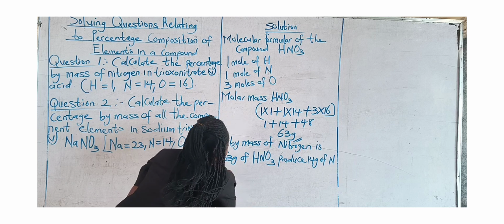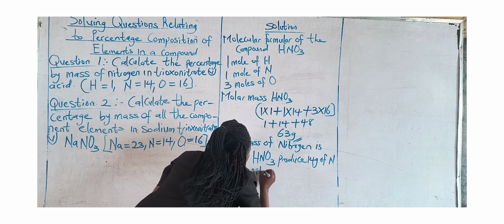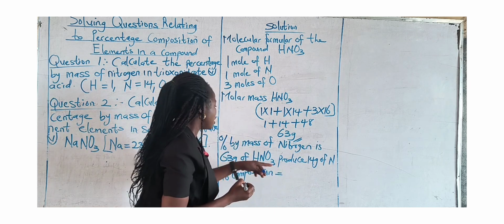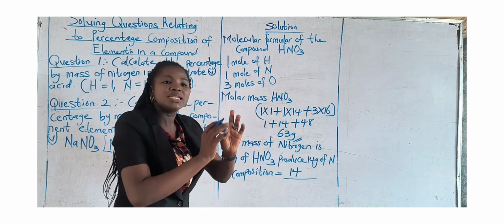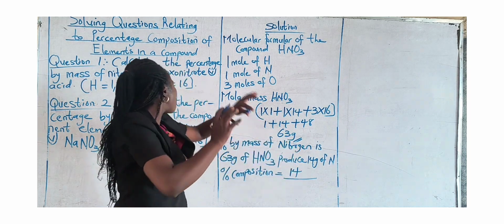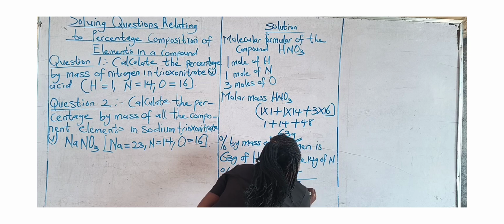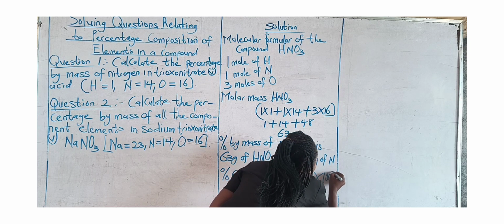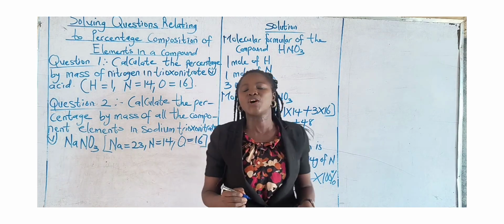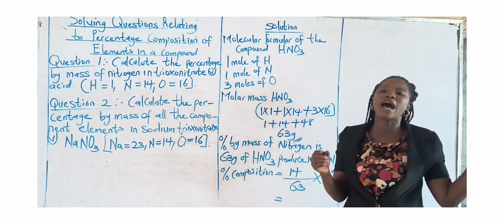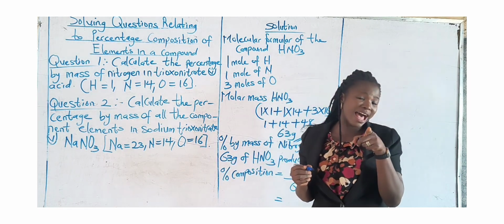So now, percentage composition will give us 14 over, the 14 is for only nitrogen, 14 over the compound, 63, multiplied by 100%. Good. Now, can you place your calculator alongside with me? So what do we get there?